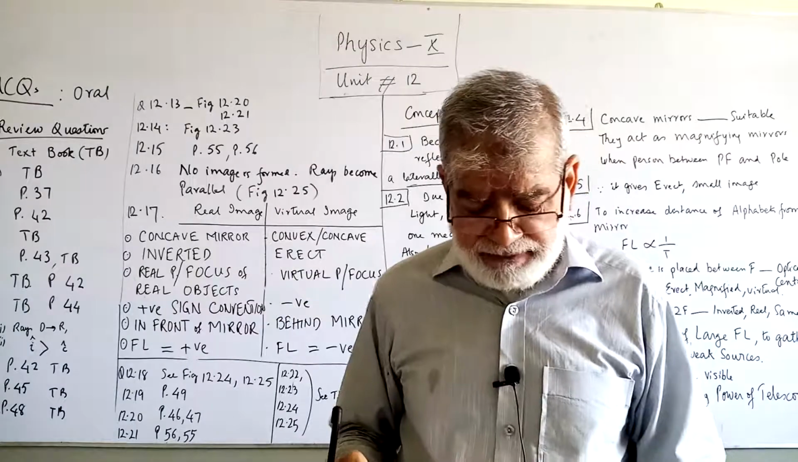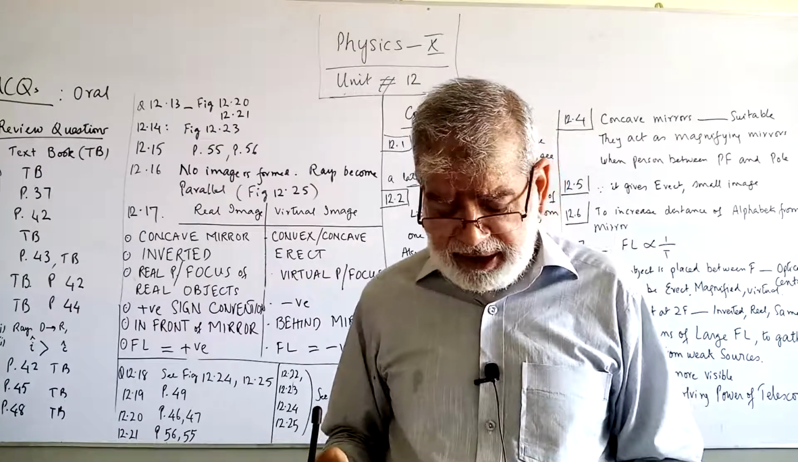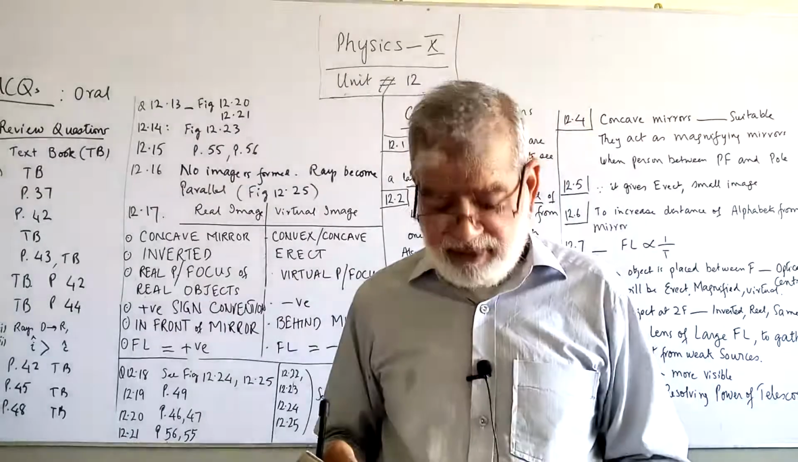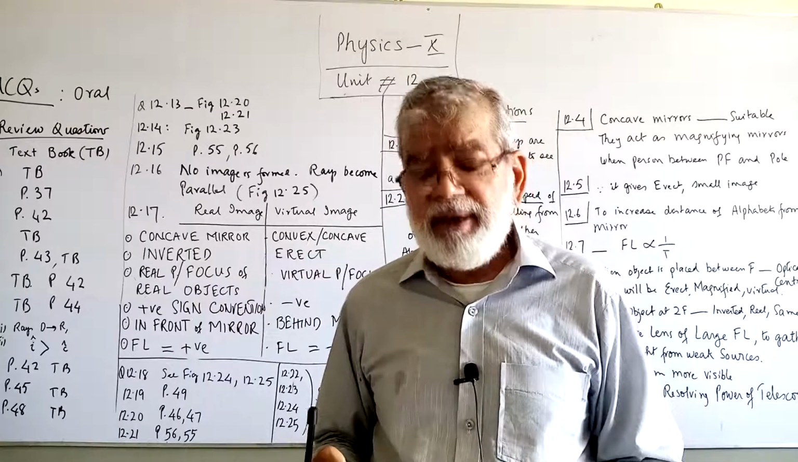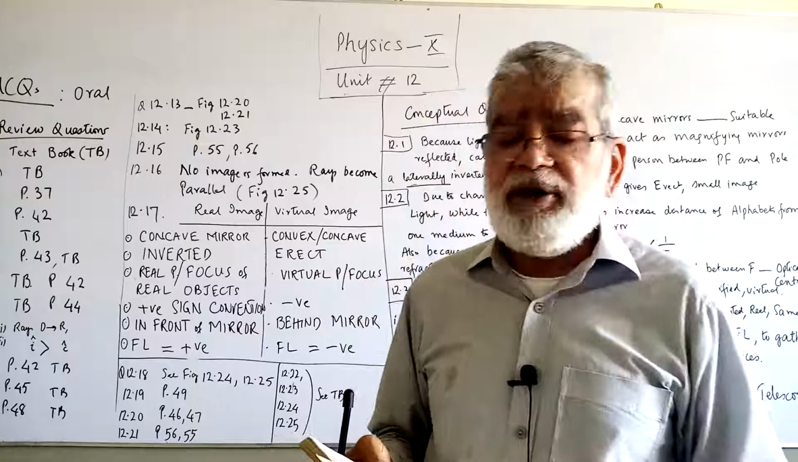Question number 3. An object is placed at the center of curvature of a concave mirror. The image produced by the mirror is located at the center of curvature.